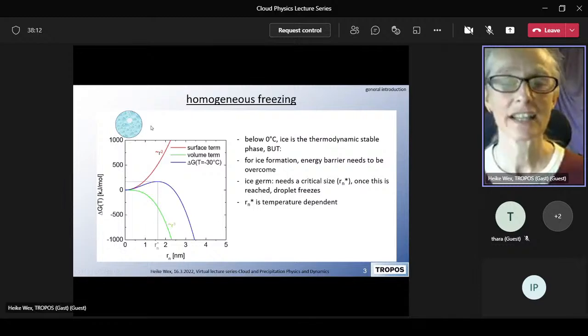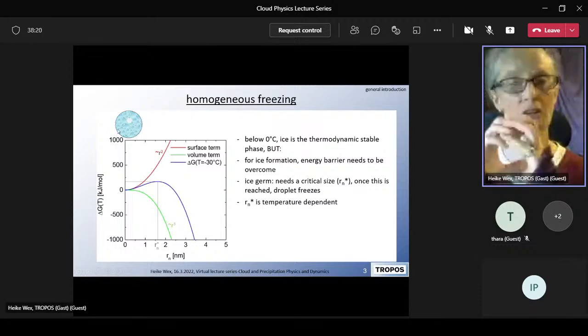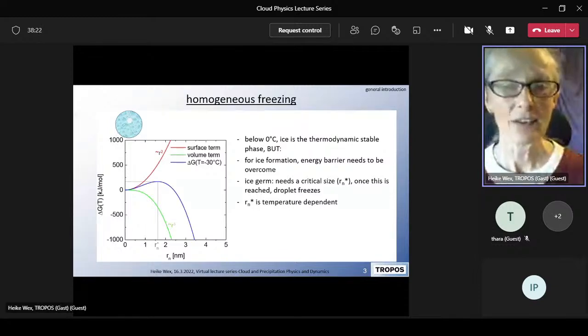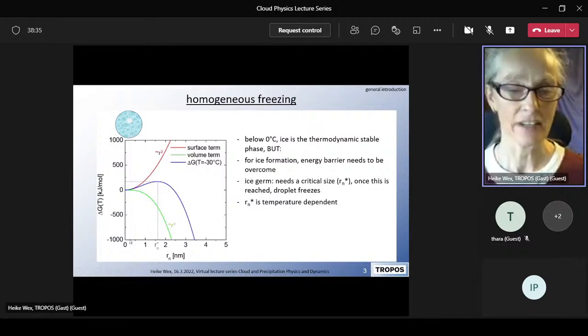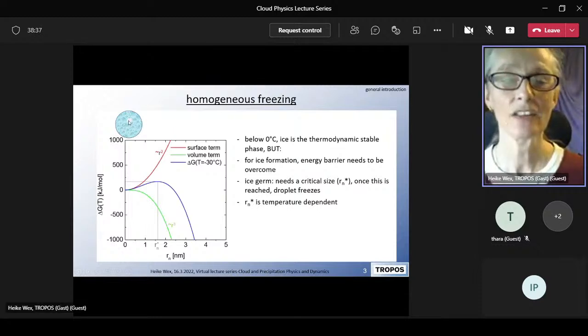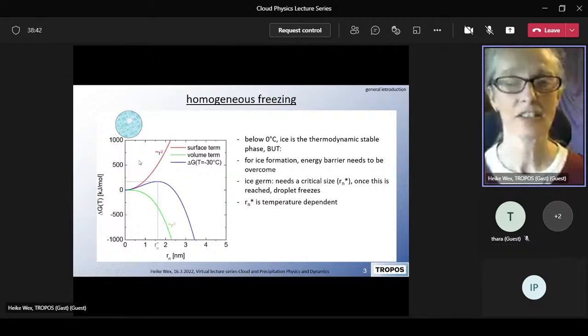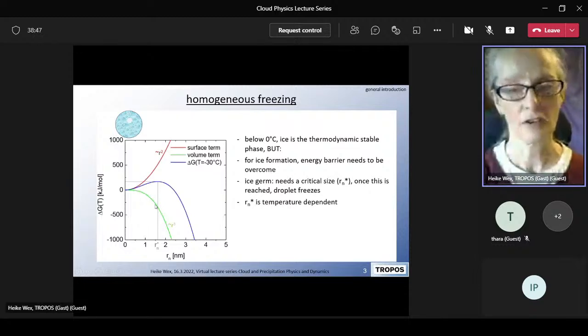And what happens, you can imagine with this circle here in the upper left side, that's supposed to be one water droplet. And you have that little ice germ in it. This is a number of water molecules arranged in the shape of ice. Now, imagine that ice germ has a size of less than 1 nanometer in diameter. Now, if you add one more water molecule to that, you see what happens on the energy side. You gain energy from adding that water molecule to the volume.